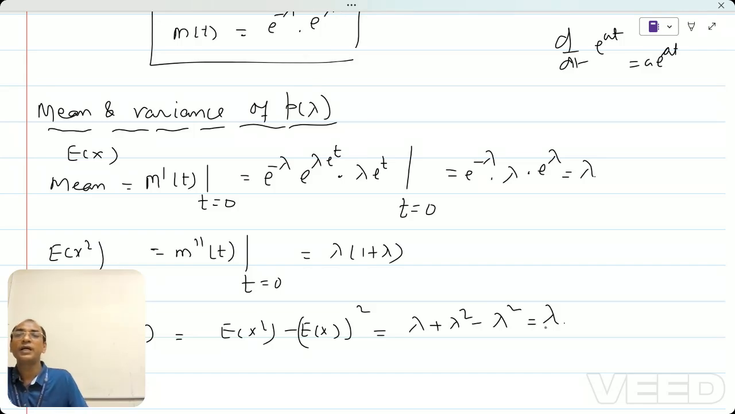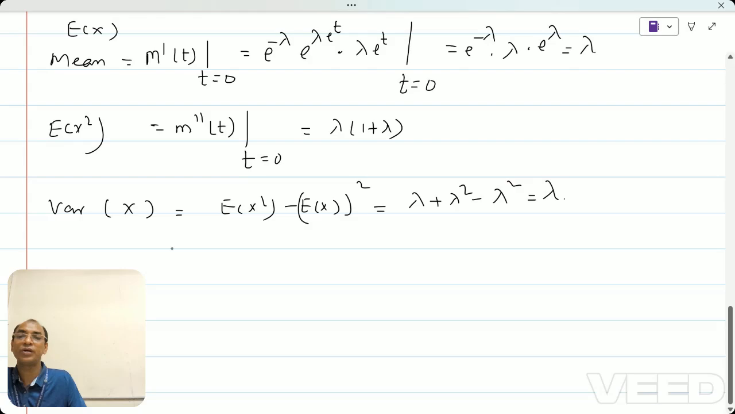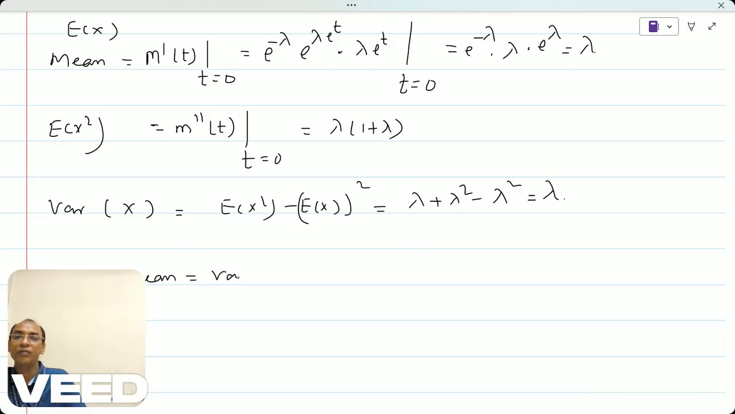So remember, in case of Poisson distribution, mean equal to variance. Both are lambda. But lambda is nothing but number of trials into p. So these are the moments of the random variable which follows Poisson distribution.